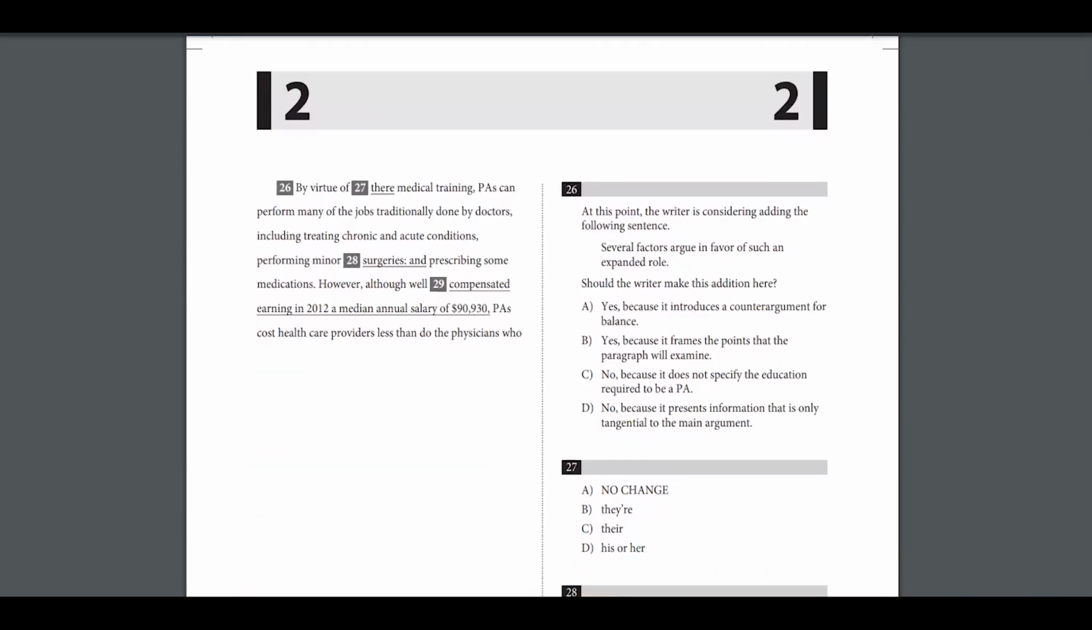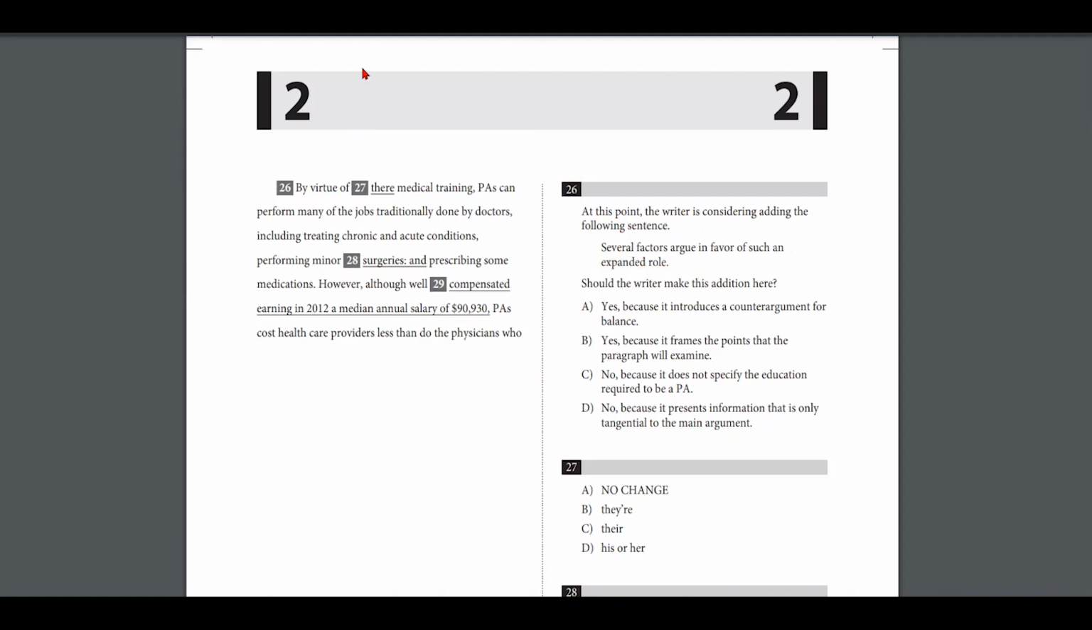All right, 26. Let's just do a little quiz here. What are we looking for here? What are the 2 parameters that we're hyper concerned with for adding things and removing things? Nailed it, relevancy and redundancy. So at this point, we're considering adding this. Several factors argue in favor of such an expanded role. And that goes in right here.